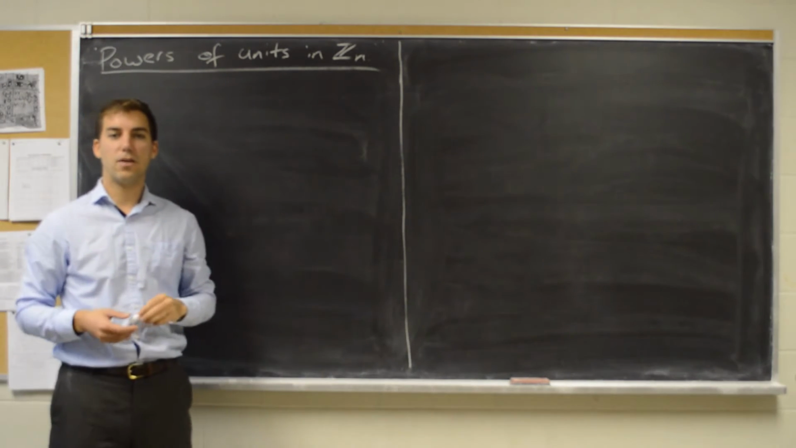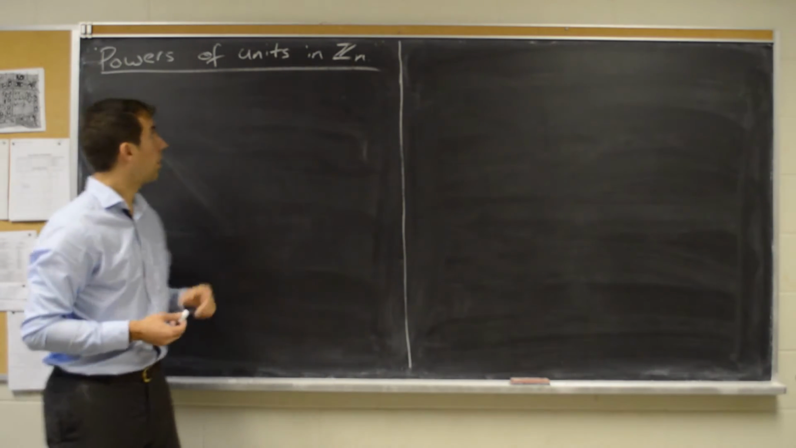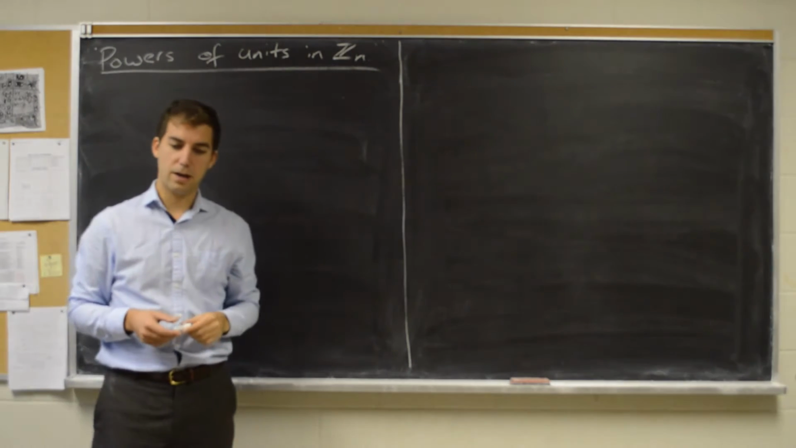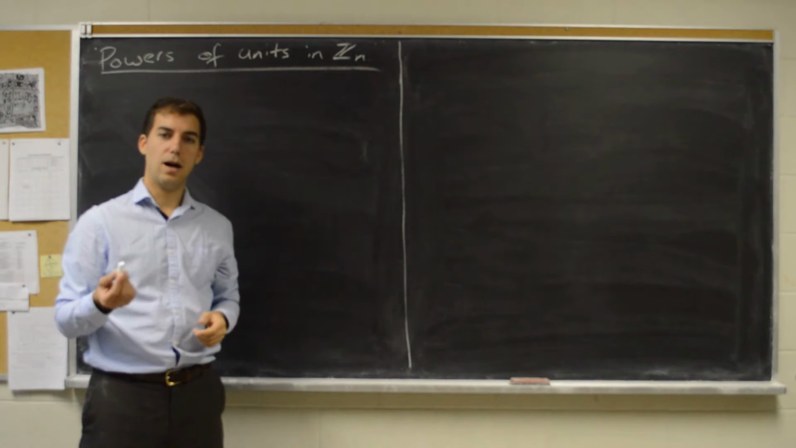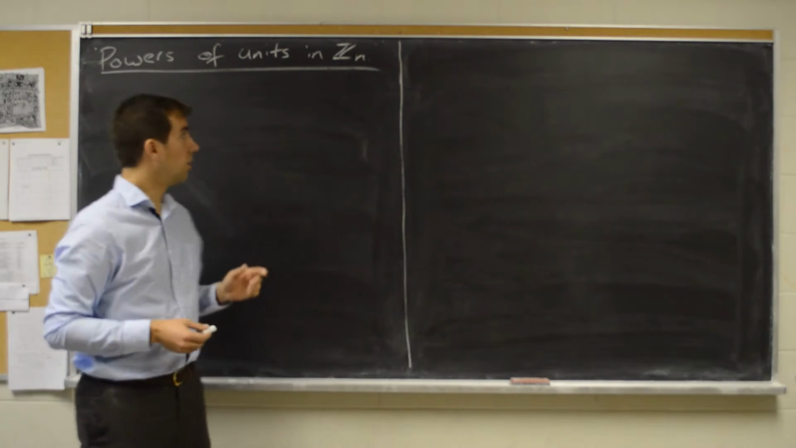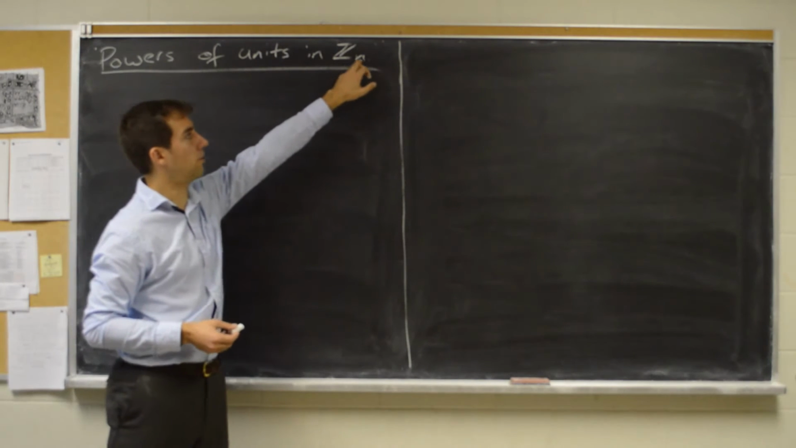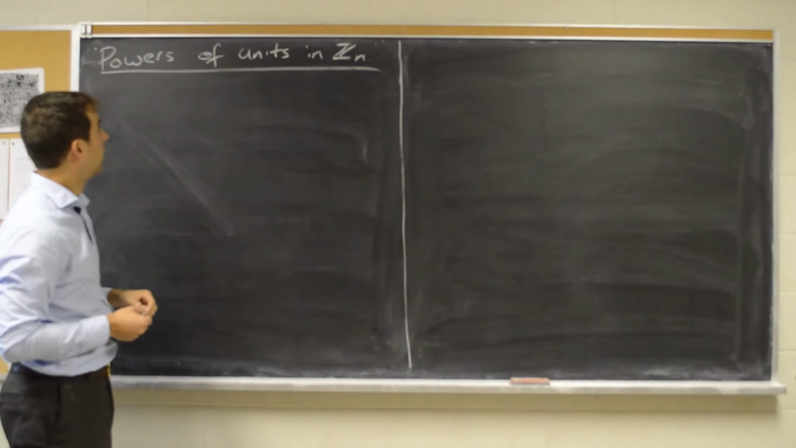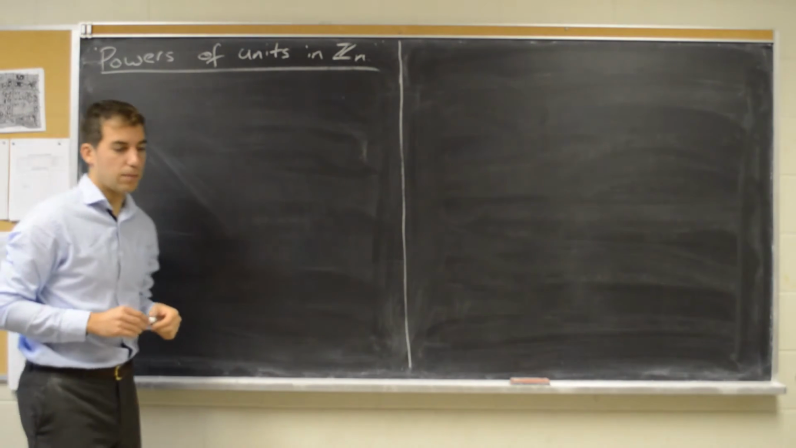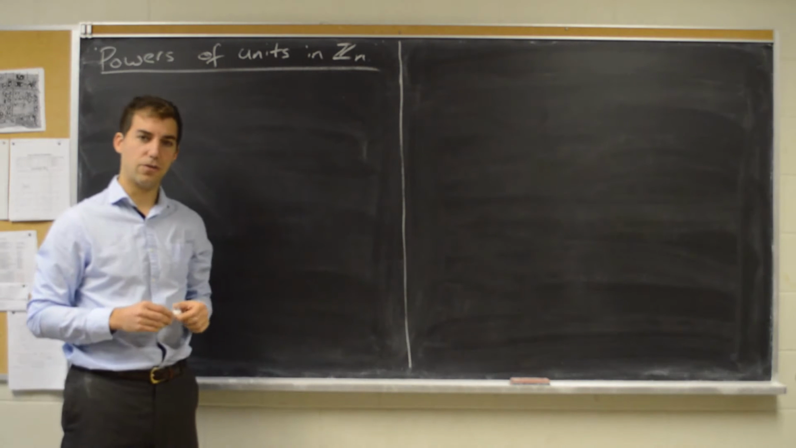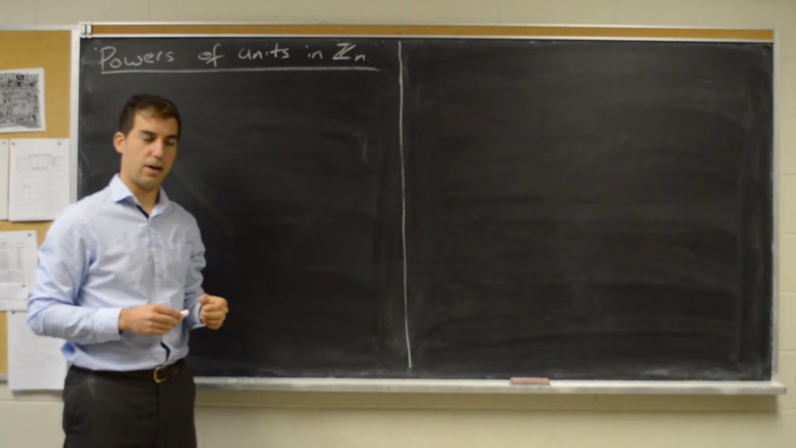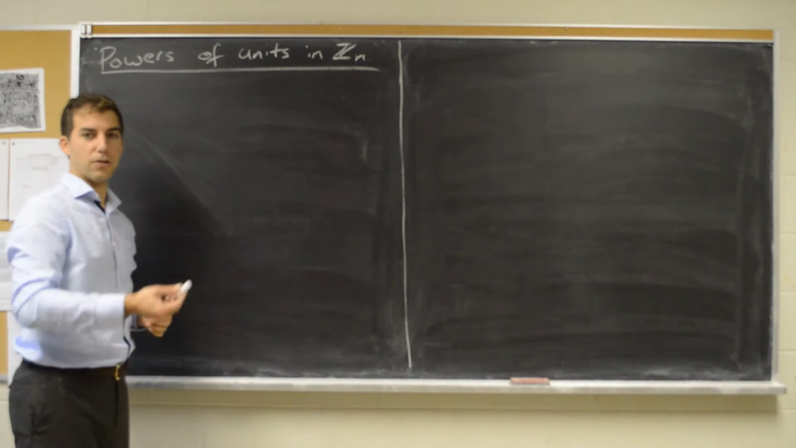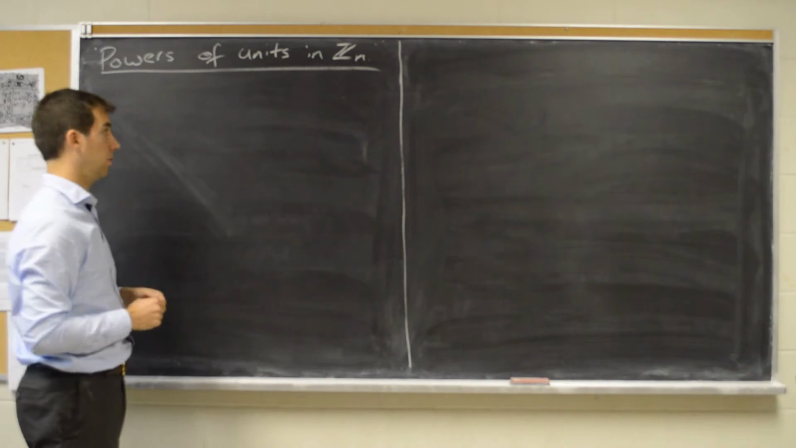Okay, so in this last video on modular arithmetic, I'm going to be talking about powers of units. Now, in the previous video, I explained exactly when an element of Zn is a unit. It's when the GCD of that element, or the representative, and n is equal to 1, so that's when they're relatively prime. I also described when Zn is a field. It's a field exactly when n is a prime number. And being a field means that everything except for 0 is a unit. Everything except for 0 is invertible.